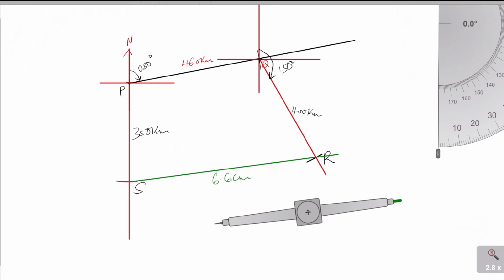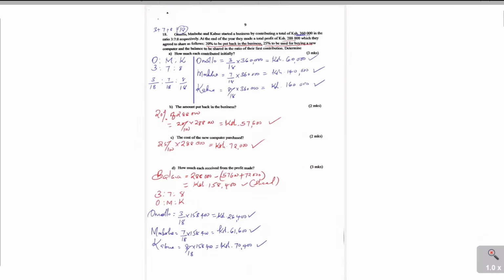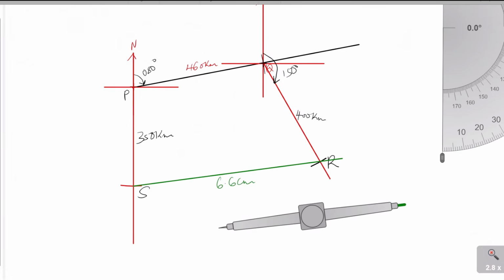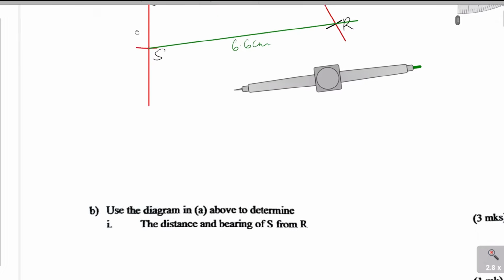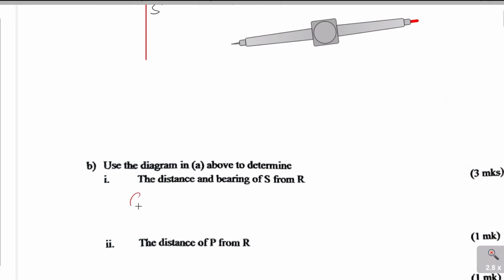Now remember, you are supposed to give it in kilometers, not in centimeters. So I've obtained 6.6 centimeters. To convert this, remember the scale is given there: 1 centimeter represents 100 kilometers. So multiply this by 100, and this will give 660 kilometers.